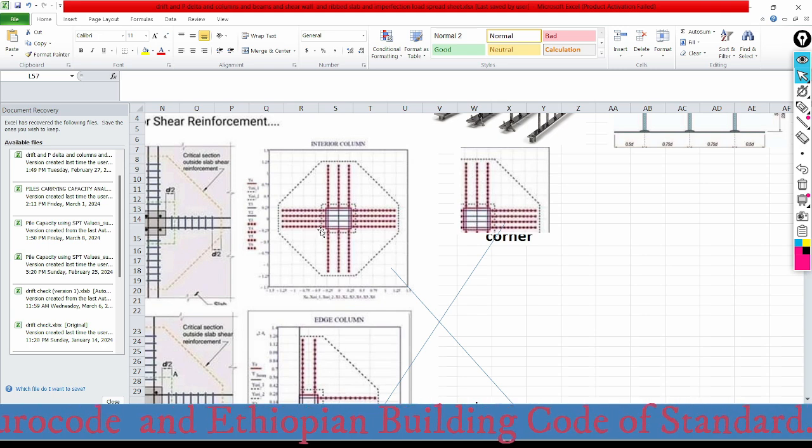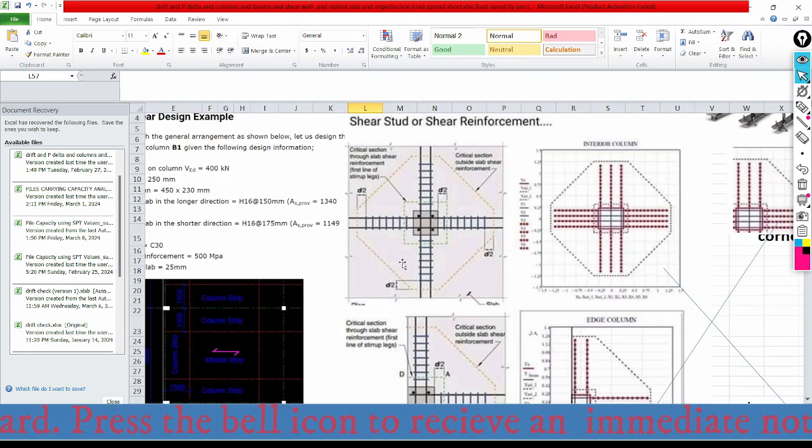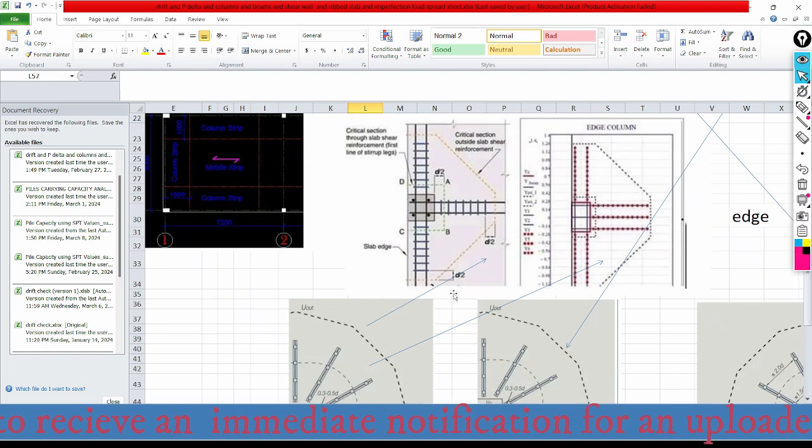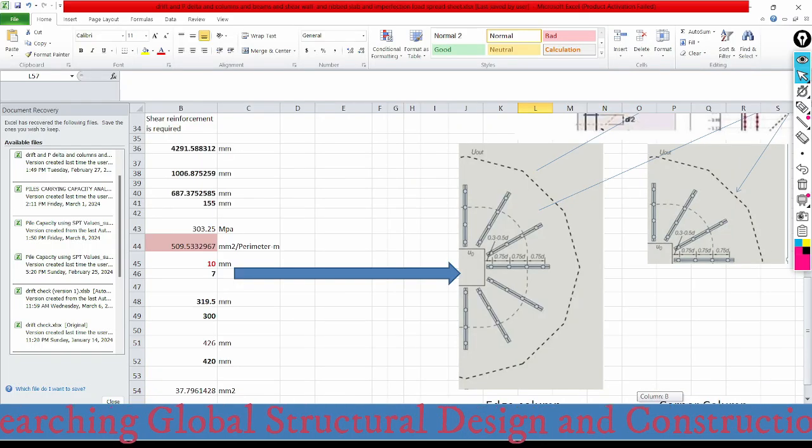So here the number of shear reinforcement legs is, as we have said, 7 for the edge column. So at every set of reinforcement, how many shear reinforcement legs are required for every set of reinforcement bar, just like this. Here, these are sets of rebar which are used to tie the shear reinforcement.